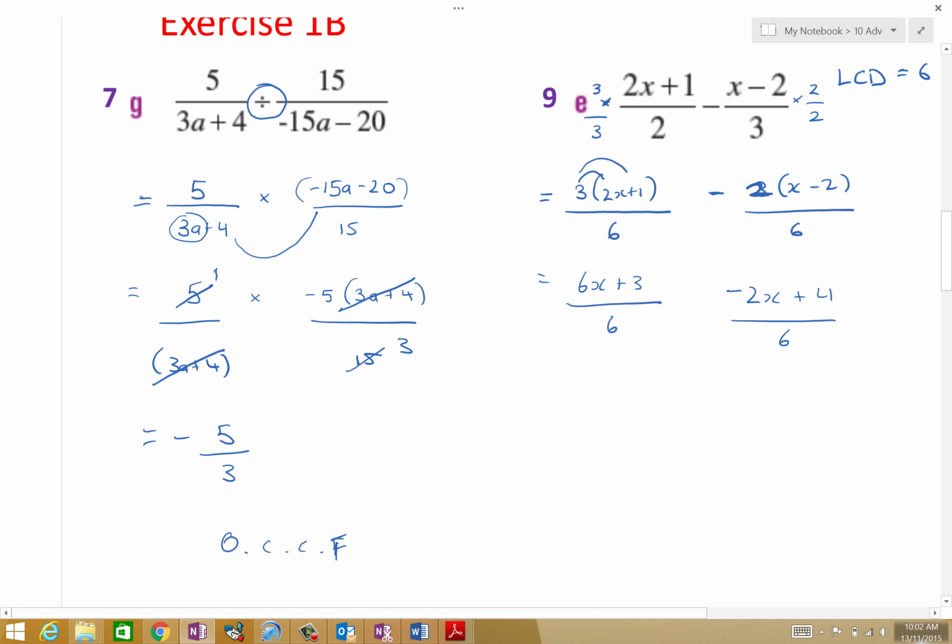All right, now, of course, now we have the common denominator. We can add them, yep. So now we can go 4x plus 7. Answer's 4x plus 7 on 6. Did we get that? Yeah.